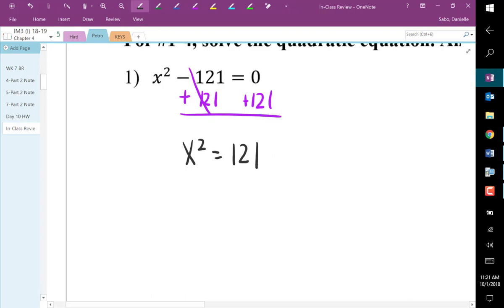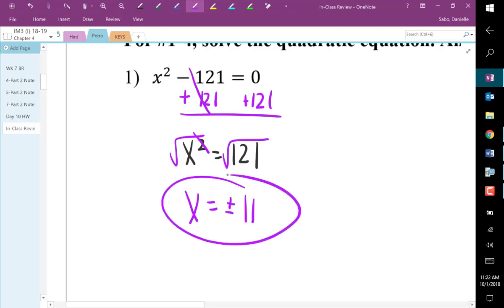Does anyone remember what I have to do now to get rid of the x squared? Yeah. You have to take the square root. Very good. So I square root. That cancels out just this little 2. We still have x. And what is the square root of 121? 11. And do you remember what I have to put out in front? Not the square root. Yeah, very good. The plus minus. Because again, negative 11 squared and 11 squared gets me 121, and that's my final answer.